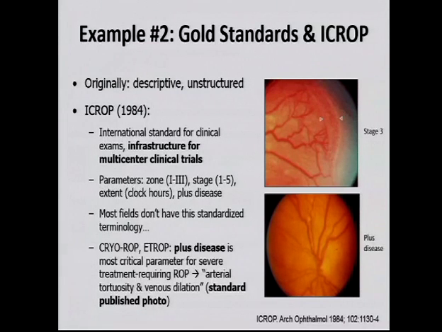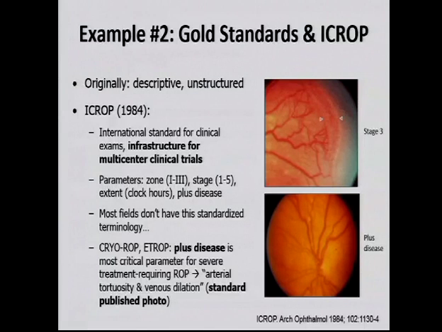And what does plus disease mean? Tortuosity of the arteries and dilation of the veins in the back part of the retina. And how do you know how tortuous is tortuous, how dilated is dilated? There's a standard published photograph that was selected by experts back in the 1980s. So if you have this much or more abnormality, you have plus disease, you need treatment.